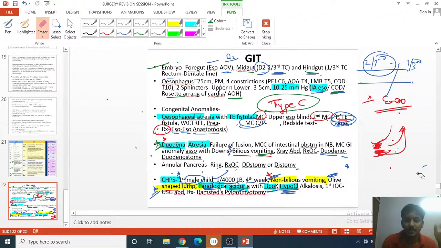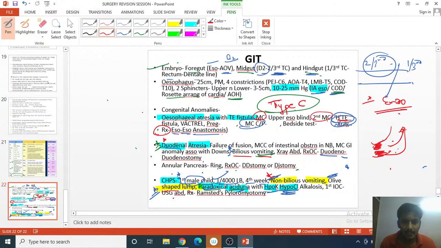The first investigation, in a child it is always the ultrasound abdomen. Please remember, क्या करोगे तुम? olive shaped lump है तुम्हें palpation पे, okay, non bilious vomiting वगैरह है. So the first investigation you will perform is your ultrasound abdomen. Yes, USG abdomen is performed and you can confirm it on ultrasound abdomen. Okay, so there would be hypertrophic pyloric musculature. So treatment क्या करोगे? अगर hypertrophy है तो बस एक कट मारोगे, right?